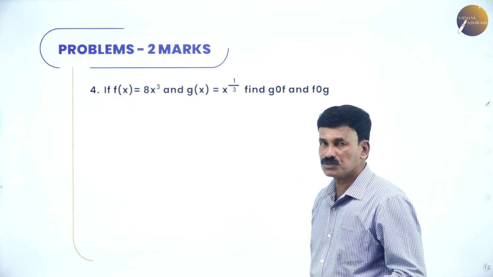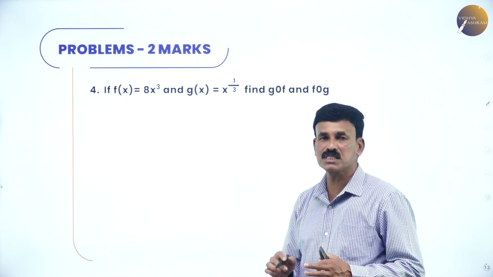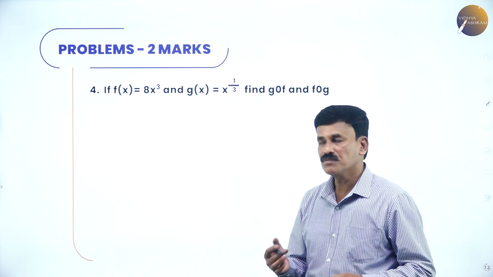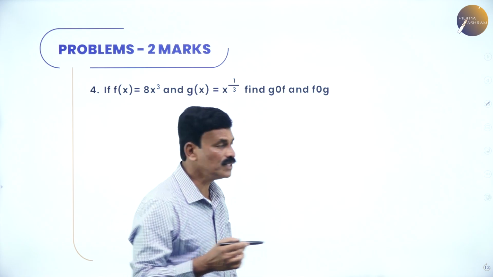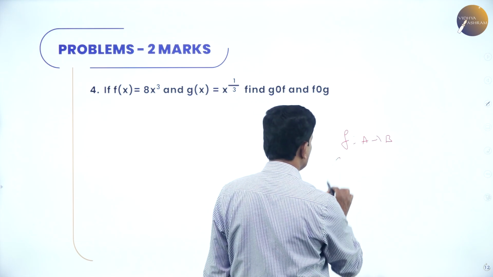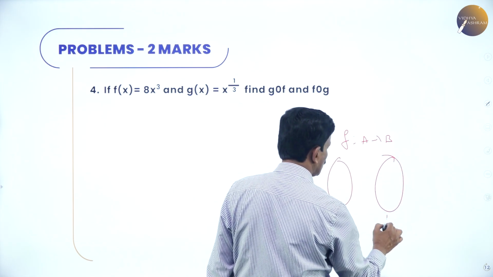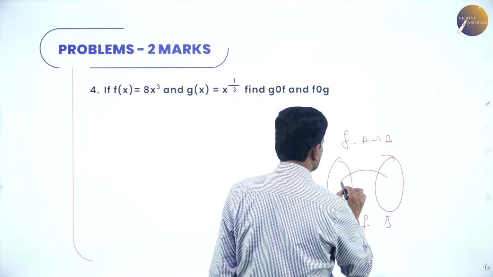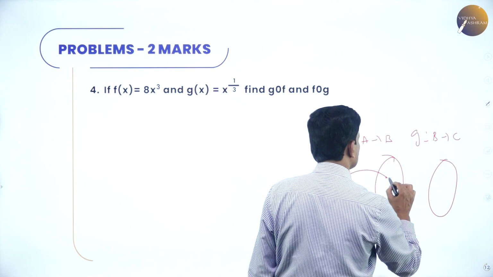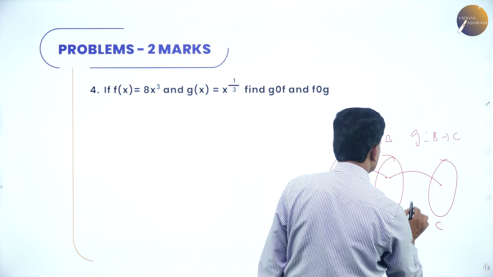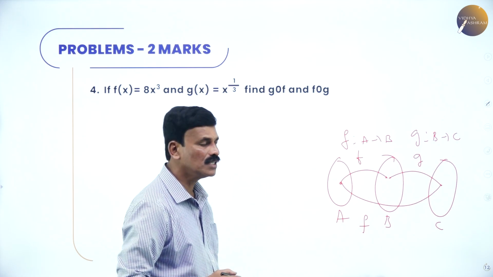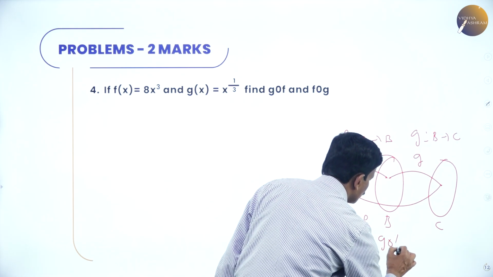Now, let us take the next problem. So, these are all 2 marks. I am just discussing possible 1 mark, 2 mark and 3 mark questions which may appear for the final examination. These are the problems from composition. Suppose f from A to B is a function, and again g from B to C is another function. Then the function from A to C is called the composition, denoted as g naught f or f naught g.